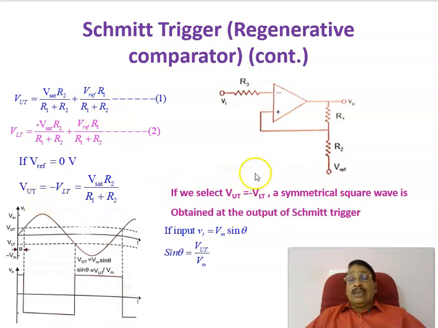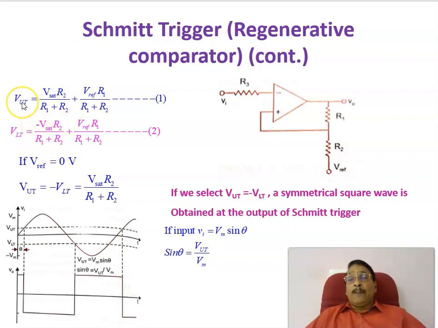Now assume that rather than applying a reference voltage, it is grounded. Assume that you are grounding this point. If you are grounding this point here, this will become 0. Therefore, this part will become 0. Again, reference equal to 0 means this part will become 0. Meaning that VUT equal to Vsat into R2 divided by R1 plus R2, and VLT equal to minus Vsat into R2 divided by R1 plus R2.